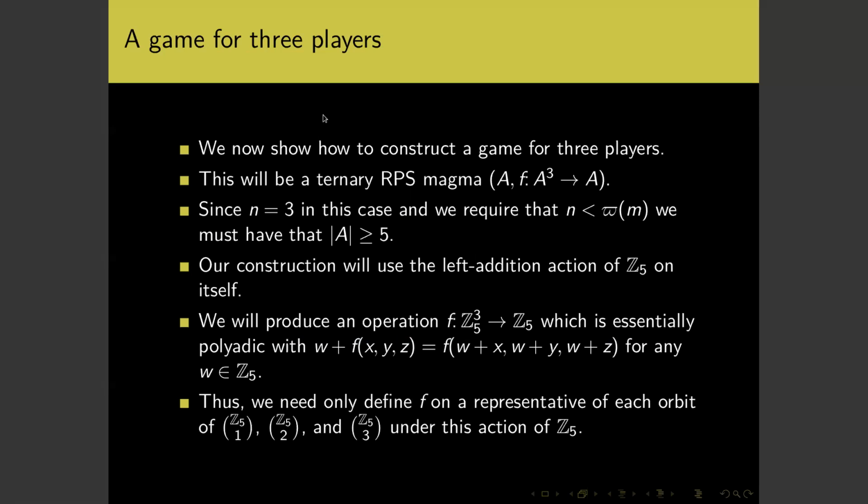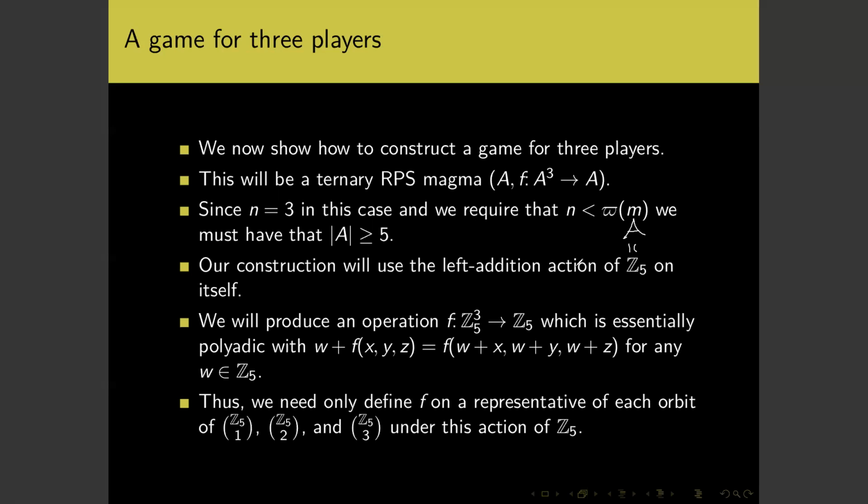So I'm going to construct a game for 3 players. This is going to be a ternary RPS magma with some universe A and some ternary basic operation F. Since n equals 3, we need that n, or 3, is smaller than the least prime dividing m. And so from that, we must have that our universe contains at least 5 elements, because 5 is the next largest prime. And so our construction is going to use the left addition action of z mod 5 on itself, or in other words, we are taking z mod 5 to be our universe.